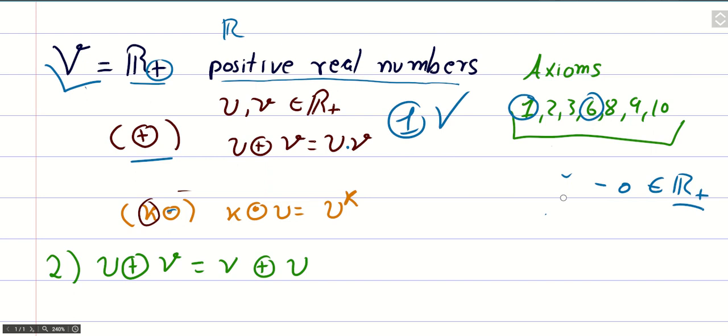Now we need to check what happens with the scalar multiplication. In this case, you need to be careful, because k is any real number. It could be even negative, but that doesn't matter, because u is positive, and a positive number raised to any power, it doesn't matter if it's negative, will still be positive.